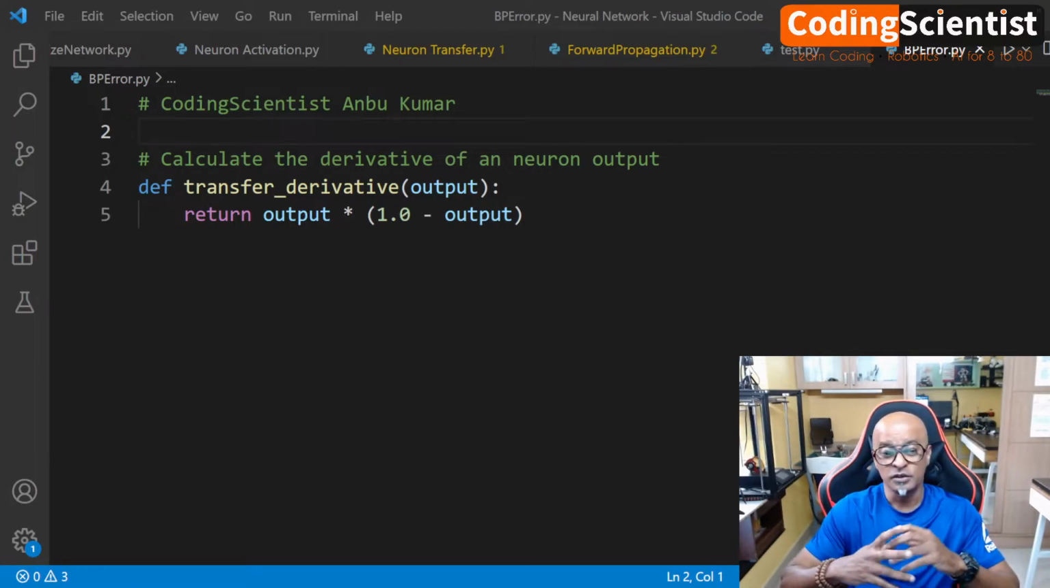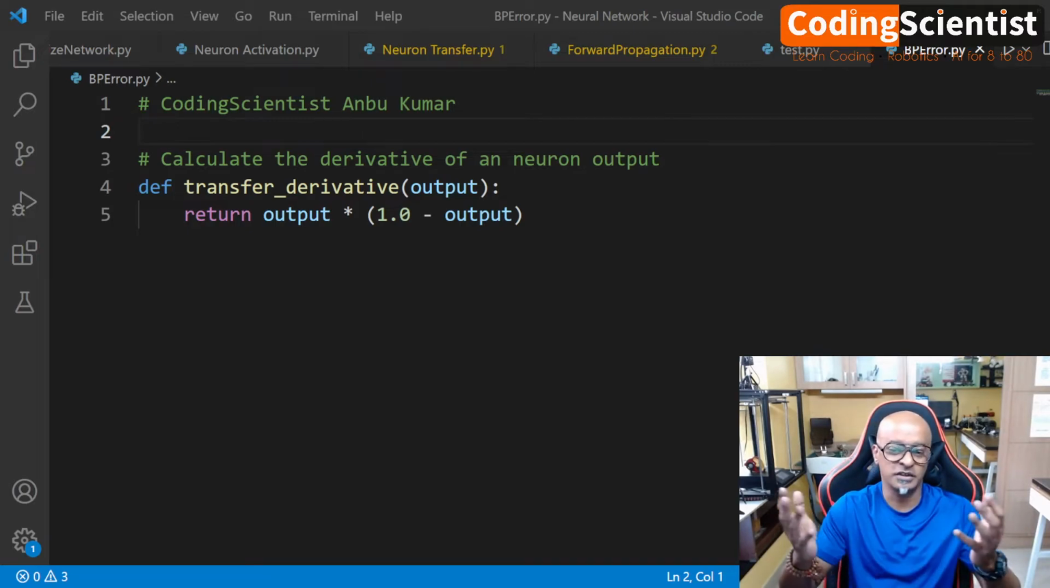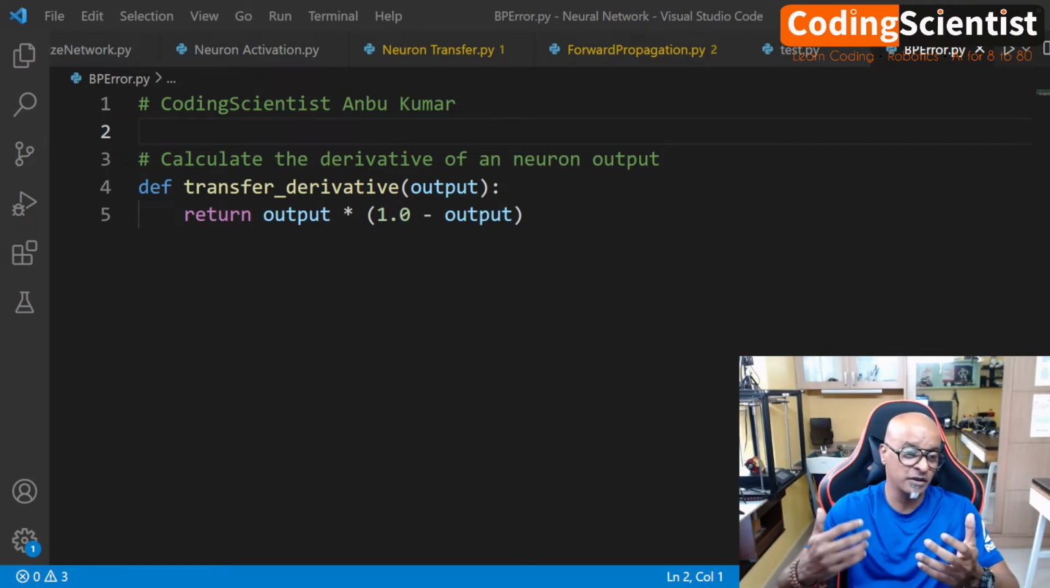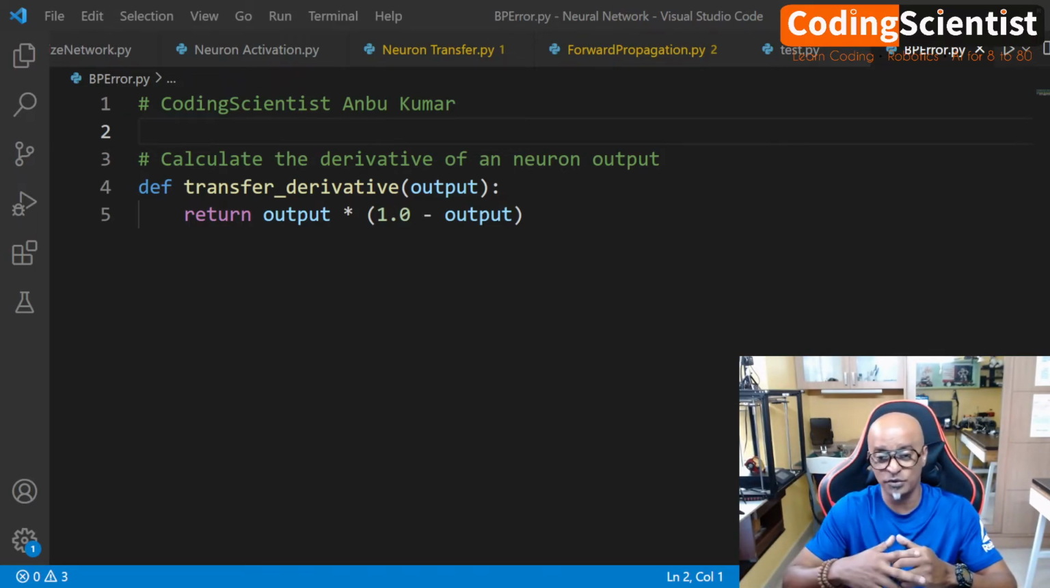That's pretty critical. The transfer derivative is what this particular code calculates: the derivative of a neuron output. Given an output value from a neuron, we need to calculate its slope. We are using the sigmoid transfer function, the derivative of which is calculated as derivative equals output multiplied by 1.0 minus output. It's as simple as that. If you look at this code, the function named transfer_derivative implements this equation: derivative equals output multiplied by 1.0 minus output. It's simple, guys, isn't it?